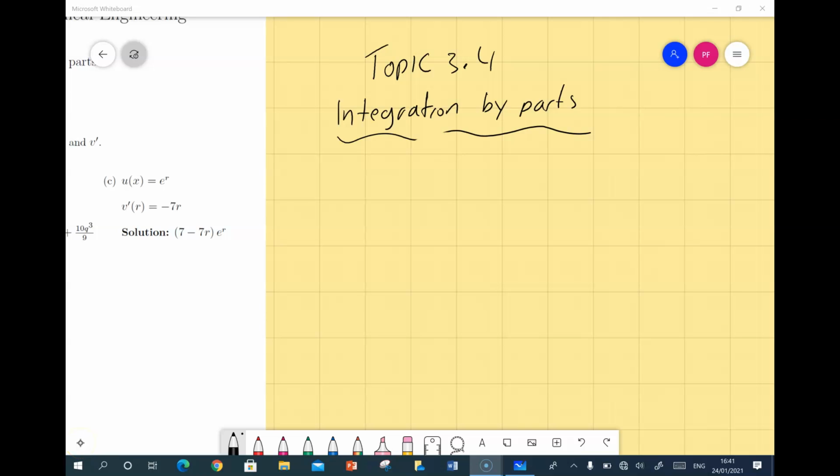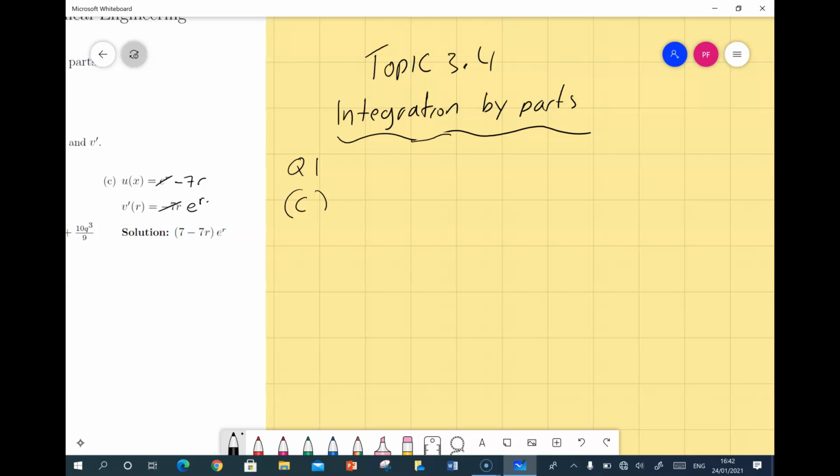That's topic 3.4, integration by parts. Question 1, part C. There's just a misprint in this question. I think they meant to do it the other way around. I think they meant to say u of x is equal to minus 7r, and v prime of r is e to the power of r.